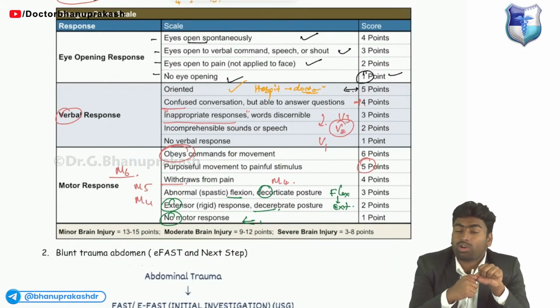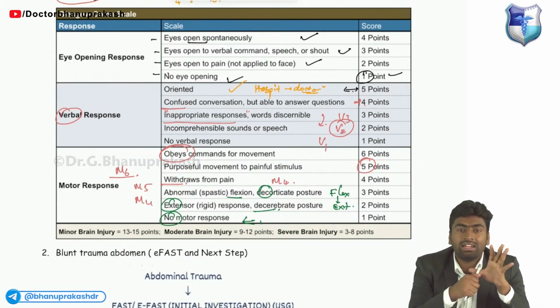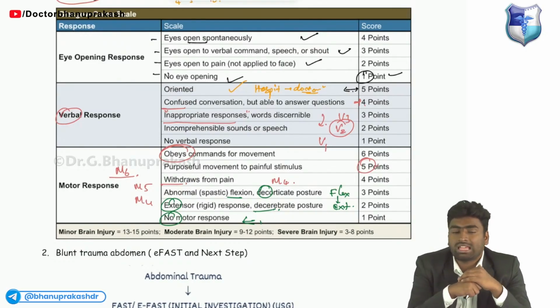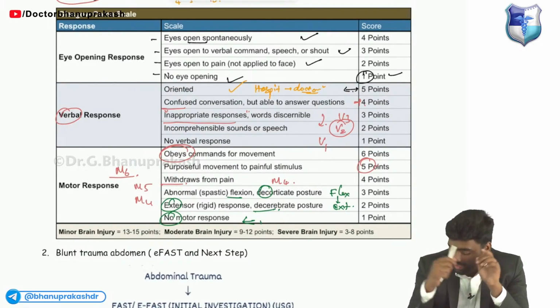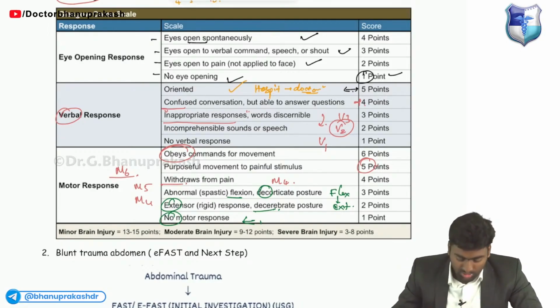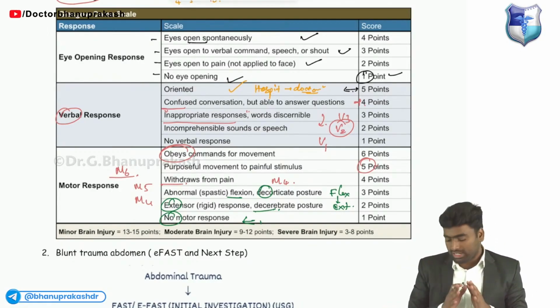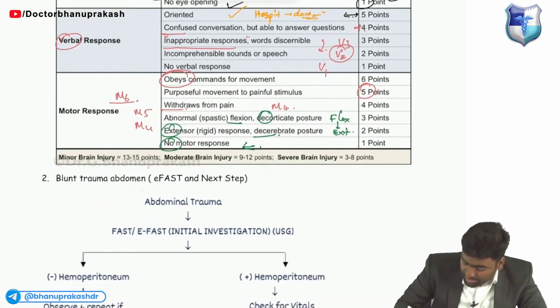If he is localizing the pain and is able to remove the painful stimulus, it is M5. If he is just withdrawing from the painful stimulus, it is M4. If it is flexion, it is M3. If it is extension, it will be M2. If it is no response, it will be M1. So remember this and try to answer them in the examination. Don't get confused.